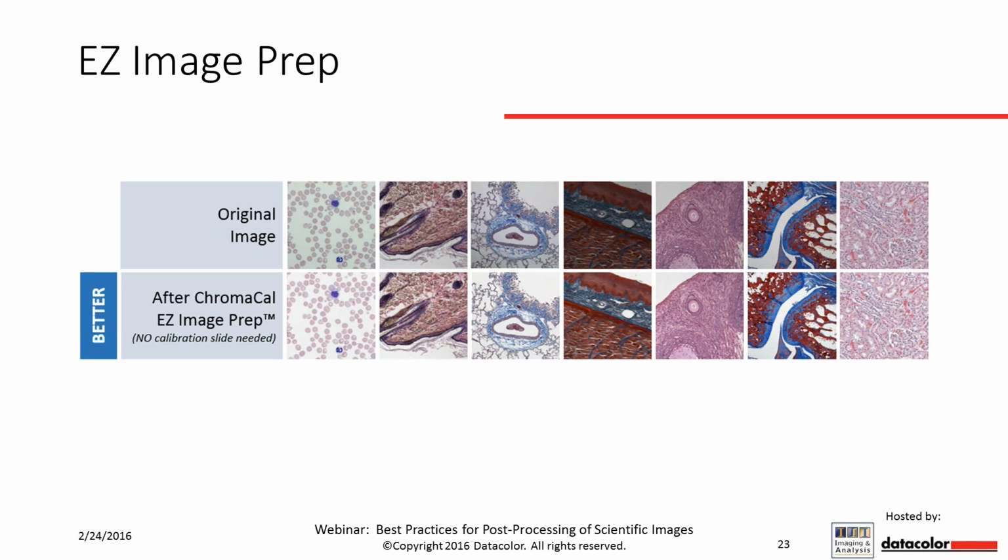So here you can see a series of images going across the top, and you can see that there's variability in terms of white balance, so there's some color shifts in some of these images, and then in others you'll see that there's uneven illumination issues, and then in others it's dark. And after batch processing with Easy Image Prep, you can see that these are all brought to the same brightness level and can easily be included in a figure or for subsequent quantitation.